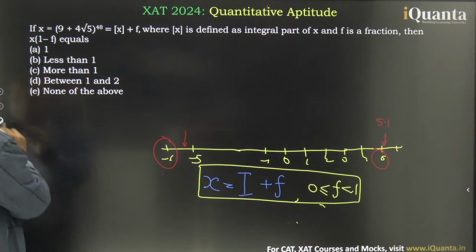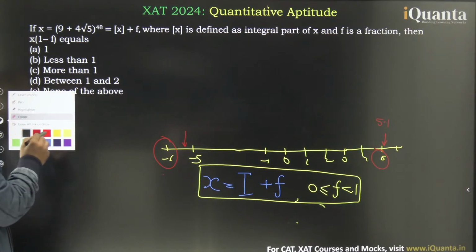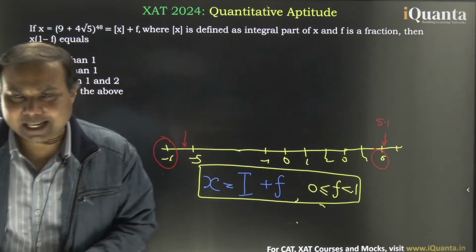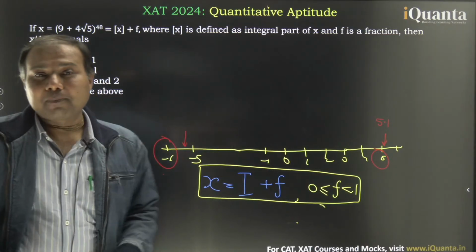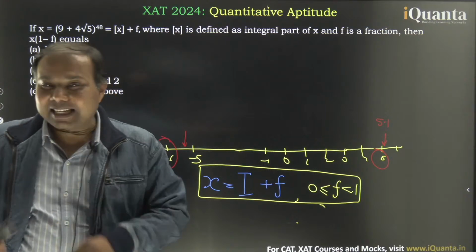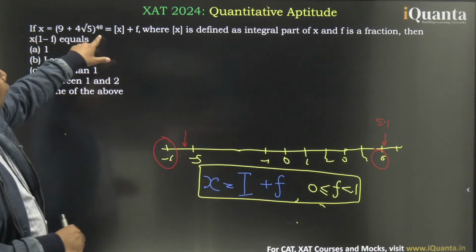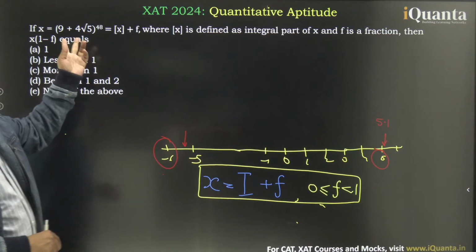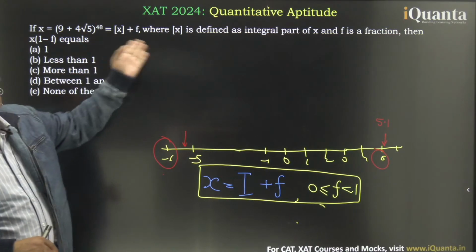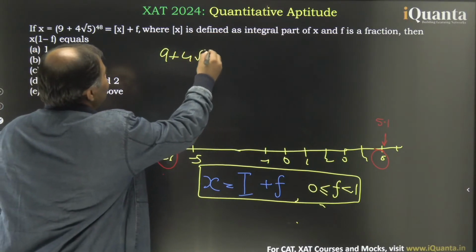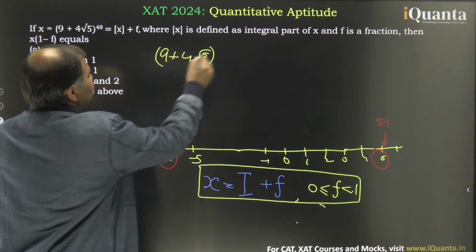Okay, now let's see how to do this question. I have included this question in these specially selected questions because it is a very easy question, but its appearance is not that easy, as many of you have fumbled here. See, now this 9 plus 4 root 5 raised to the power 48 is going to have some integral part and some fractional part. Let me write it. 9 plus 4 root 5 whole power 48.